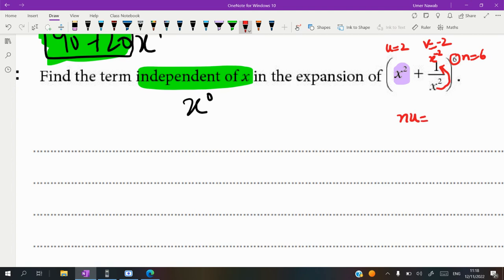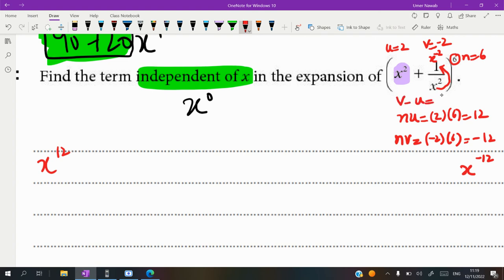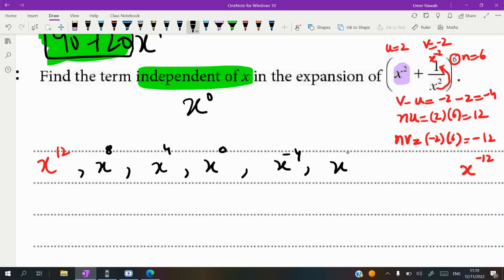Can I find nu? Nu is 2 times 6, which is 12. So my first power will be 12. Can I find nv? nv is minus 2 times 6. It will give me negative 12. So my last term will be x raised to power minus 12. How will the power be changing? Is it increasing or decreasing? So find V minus U. V is minus 2, U is 2. So each time the power will be decreased by 4. So what is my next term? Decreased by 4: 8, 4, 0, minus 4, minus 8, minus 12.